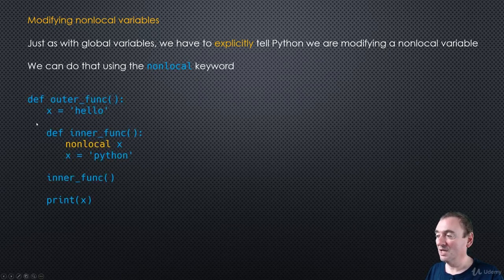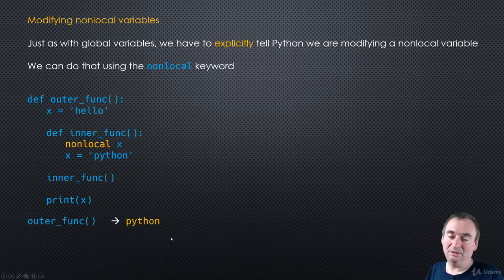Let's see an example. Let's do def out-of-func again, x equals hello. Now we define this inner function, and we declare x to be non-local, and then we assign it a value. Well, this x here is now the x in out-of-func, because we said it's non-local, and this is the first one that it finds, moving upwards in the chain. So when we call inner-func, it actually modifies the value of x to Python in out-of-func, right, in that scope. So when we print it, we're going to get Python, right?